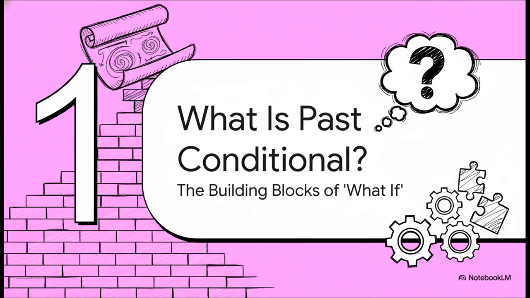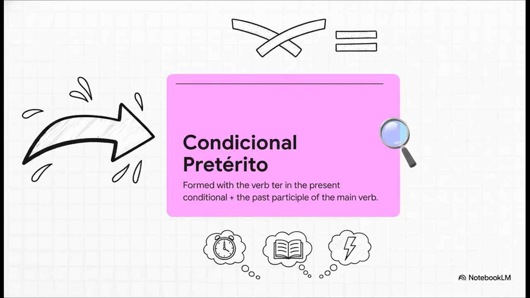Let's look at the building blocks. You know, the formula here is actually way simpler than you might think. It's really just a two-part recipe. First, you take the verb ter, which means to have, and put it in its simple conditional form. So that's where you get teria, terias, all those. Then you just tack on the past participle of your main action verb. It's basically the Portuguese equivalent of saying would have plus your verb, like would have done or would have seen.